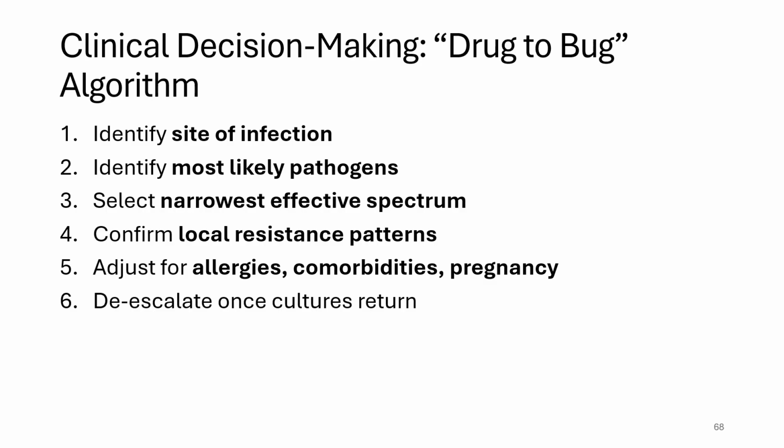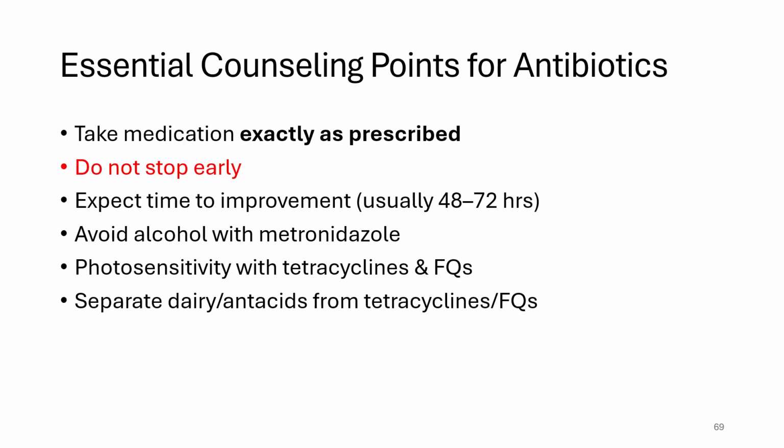And this is very common in UTIs, for example, to see the same resistance patterns and then having to adjust your drug choice based on those patterns. You're going to adjust for any patient allergies, comorbidities, or pregnancy. And then, of course, if we get a culture and it shows that we can use a more narrow spectrum, we're going to de-escalate once we get that culture back.